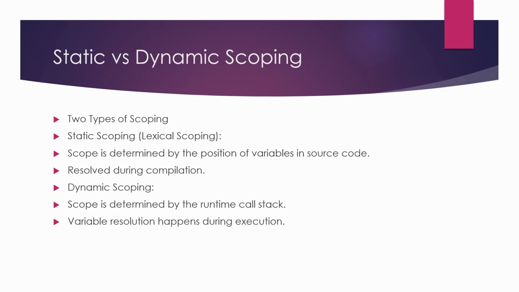Now let's look at the two primary types of scoping, static and dynamic. In static scoping, the scope is determined by the structure of the source code and is resolved at compile time. In dynamic scoping, however, the scope is determined at runtime based on the execution call stack. Both approaches have their pros and cons, which we will discuss next.